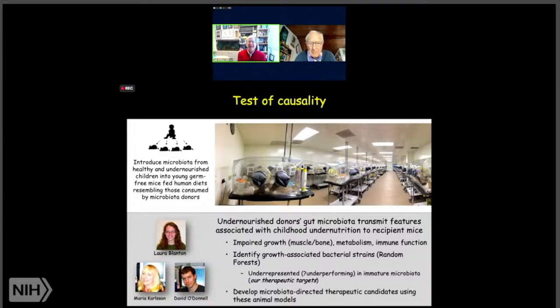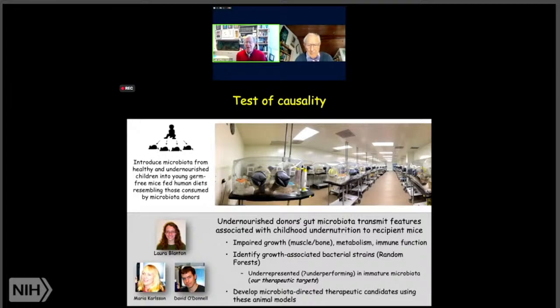The animals were given diets that represented the diets of the human donors. So the diet that was typical of children living in Mirpur was given to the recipients of both the healthy donor microbiota as well as the undernourished donor microbiota, so that we could reenact the intersection between diet and microbial communities, and ask the question, how many of the phenotypes of these undernourished children could be transmitted to recipient animals? And the answer was many.